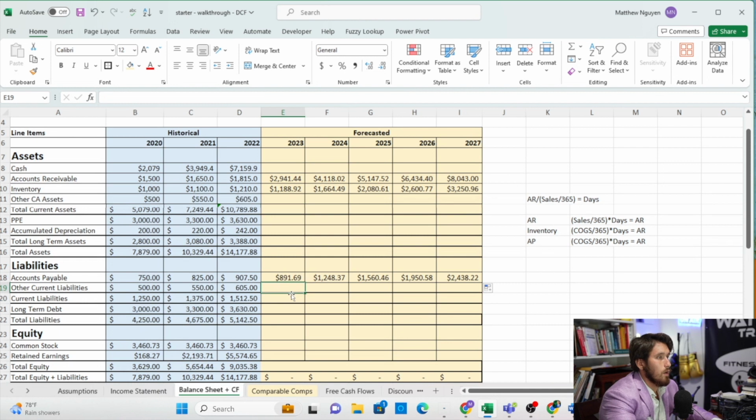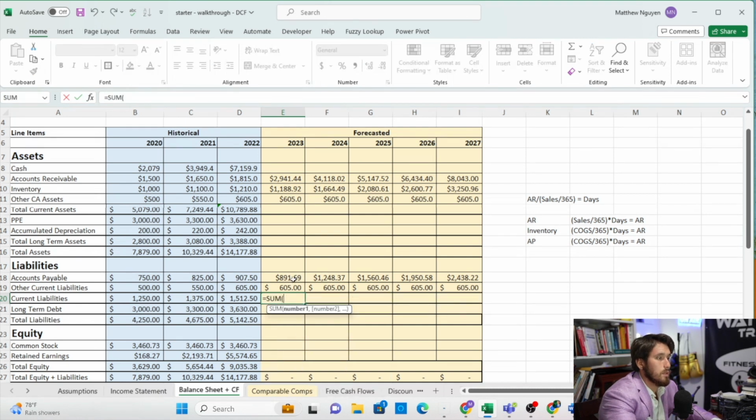All right, so what's next? We know our other current assets are going to remain the same based on the case, so let's just copy this over. Same thing with our other current liabilities. So let's take this and copy it over. That's interesting. They're both the same number. All right, so what's next? Okay. Current liabilities, let's just do this real quick. So it's going to be the sum of this.